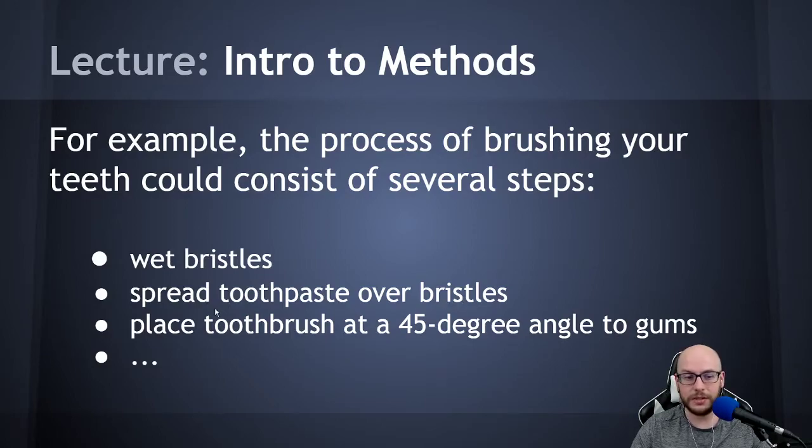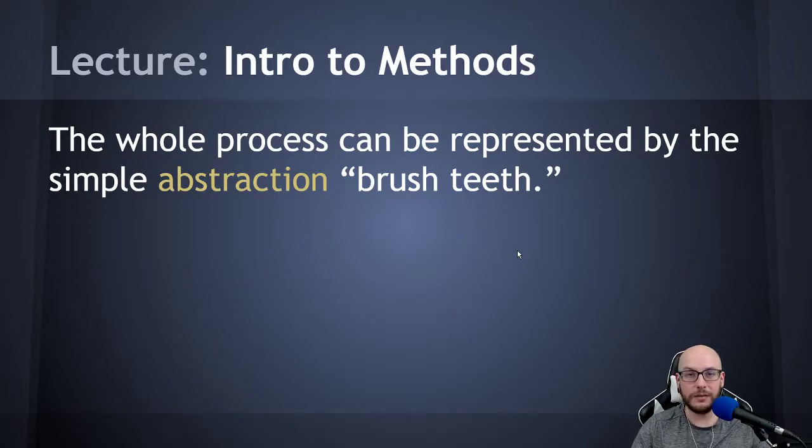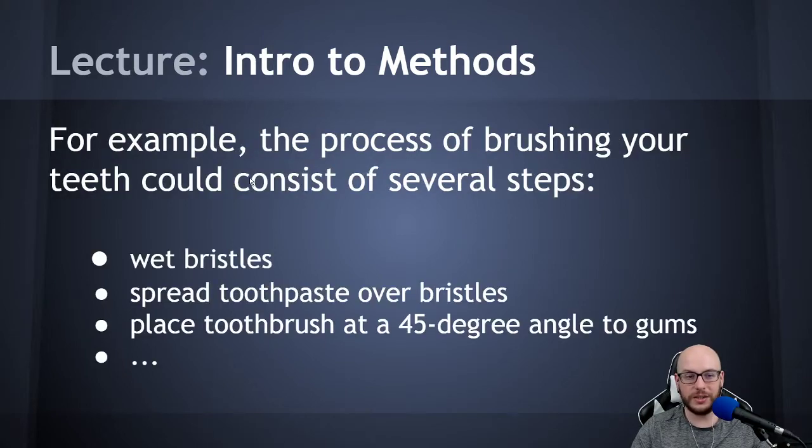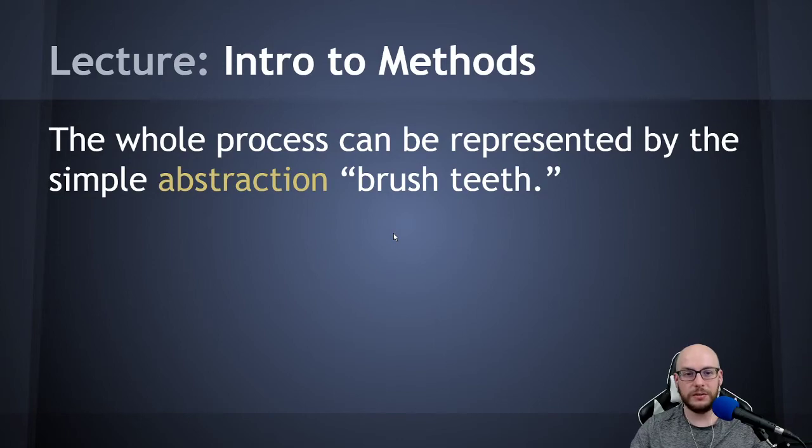Now, these steps make up what we would call an algorithm, right? The literal steps are an algorithm. But if I take all of these steps and wrap them up, bundle them up, and give them a name, such as brush teeth, that's an abstraction. So I want you to think of the literal step-by-step as an algorithm. Bundled up together, it's an abstraction, right?